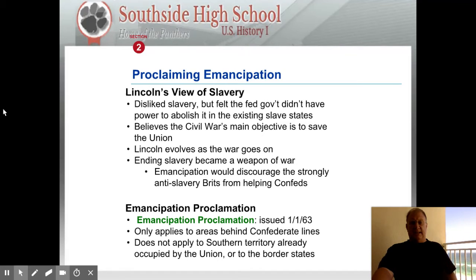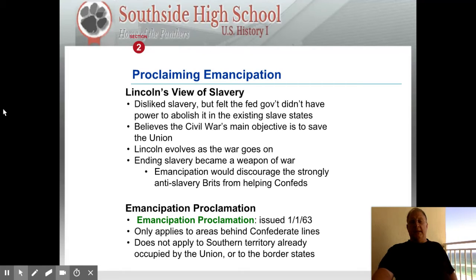Lincoln did not like slavery, but felt the federal government didn't have the power to abolish it in the existing slave states without a constitutional amendment. He believed the Civil War's main objective is to save the Union. It's been reported that Lincoln said that if he could save the Union without freeing a single slave, he would. If he could save the Union by freeing all the slaves, he would.